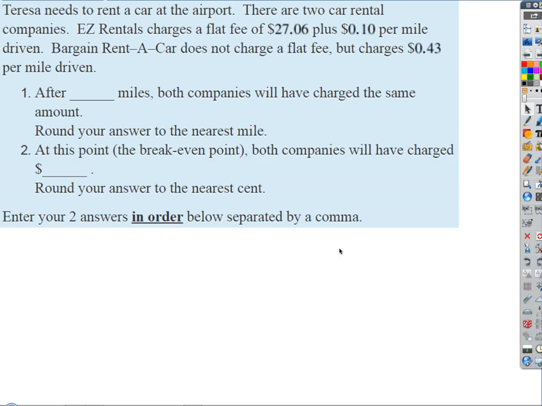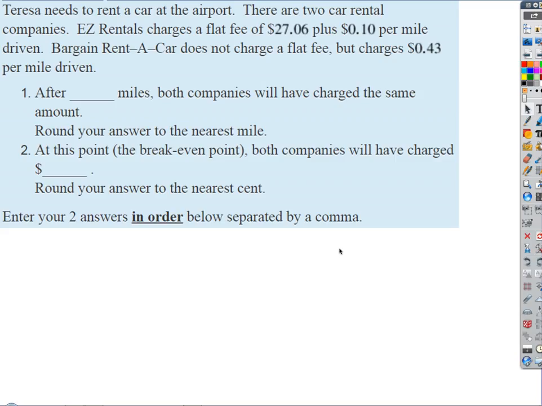We've got a situation here where we've got these two rental car companies, and they have different pricing structures. The first one, Easy Rentals, charges a flat fee of $27.06. So that means that you're going to pay that up front regardless of how far you drive, right? That's what a flat fee is. And then you have a mileage rate of 10 cents per mile. The other rent-a-car company does not charge any flat fee, but they charge a steeper mileage rate, 43 cents a mile.